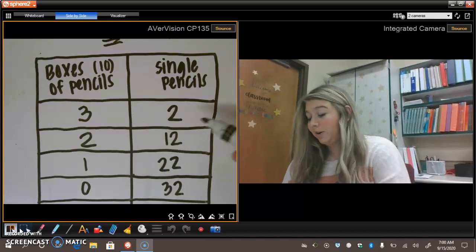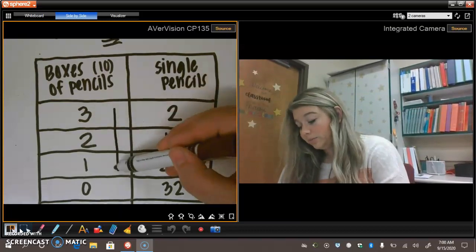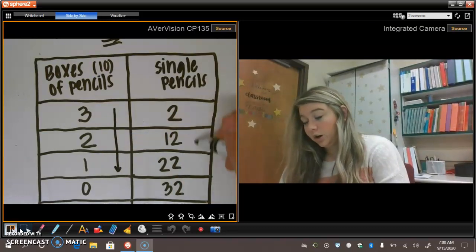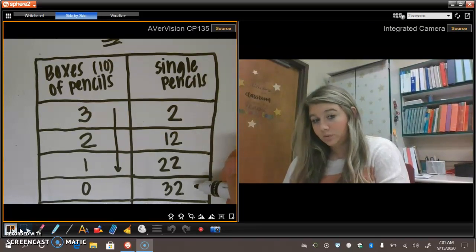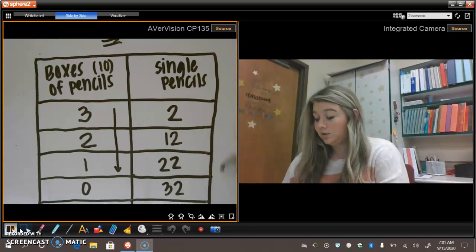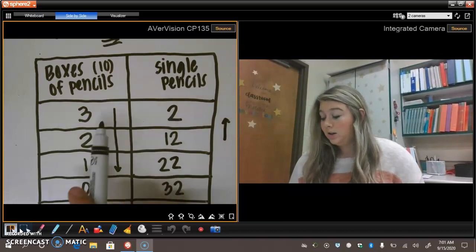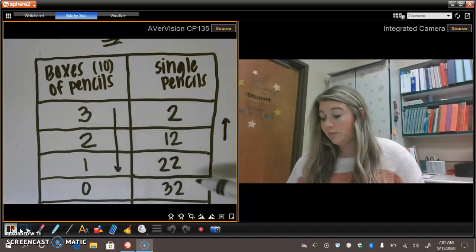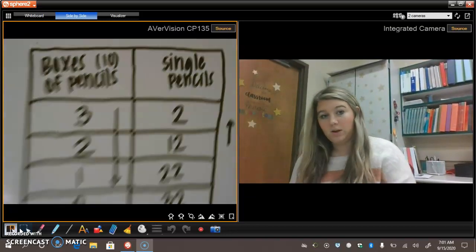So we can see the pattern as this number is getting smaller and this number is getting larger as we go down. We start with 2 and we end with 32. Okay, so this number is increasing when we go down this way. So if we buy boxes of 10, the less boxes of 10 we buy, the more single pencils that we need. So let's go back to our workbook pages.